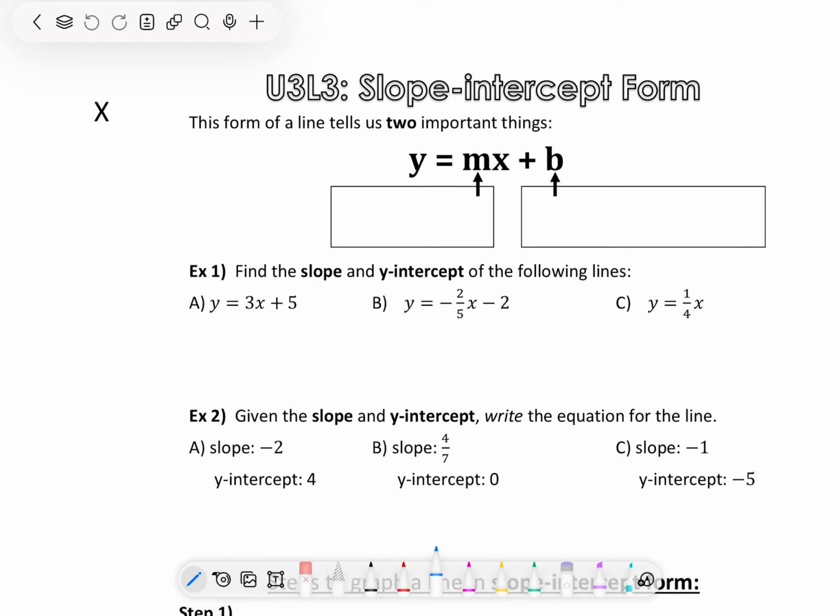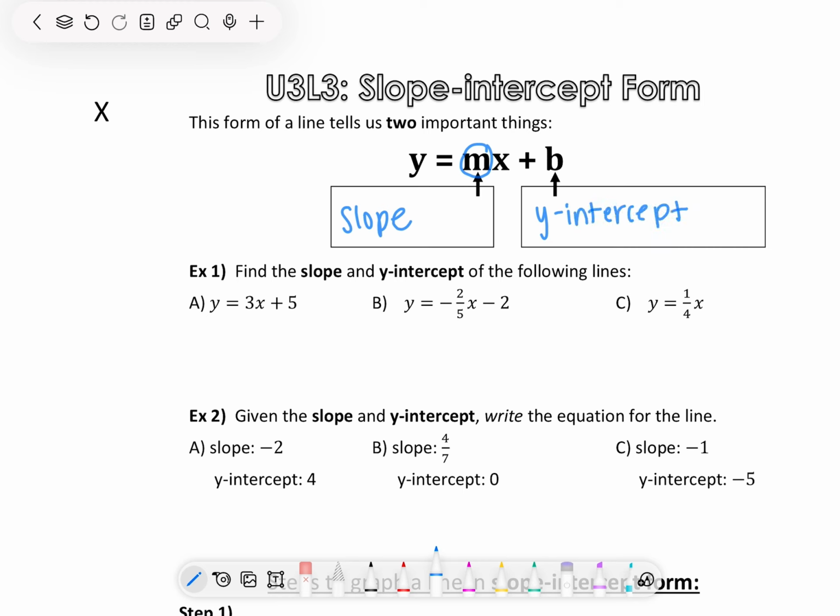Welcome to U3L3, slope-intercept form. So this form of a line tells us two important things, right? The two important things are the slope and the y-intercept. So m, this value that is the coefficient of x, is going to be the slope. And b, this constant value that is not the coefficient of x, is going to be your y-intercept.